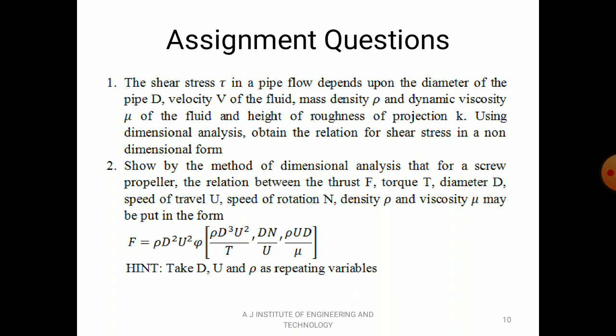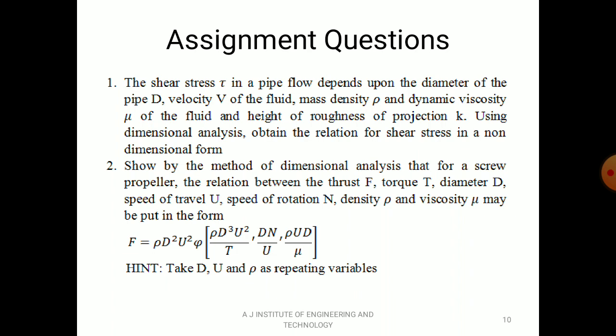So you have to get an expression for shear stress tau, that is equal to a function of d, v, rho, mu, k. Here the variables are 6, minus 3, you are going to get 3 pi terms. One variable shear stress 1, diameter 2, velocity 3, mass density 4, dynamic viscosity 5, and projection 6, minus 3. So 3 pi terms: pi 1, pi 2, pi 3. You have to get expressions for pi 1, pi 2, pi 3, and express pi 1 as a function of the remaining two pi terms, pi 2 and pi 3.